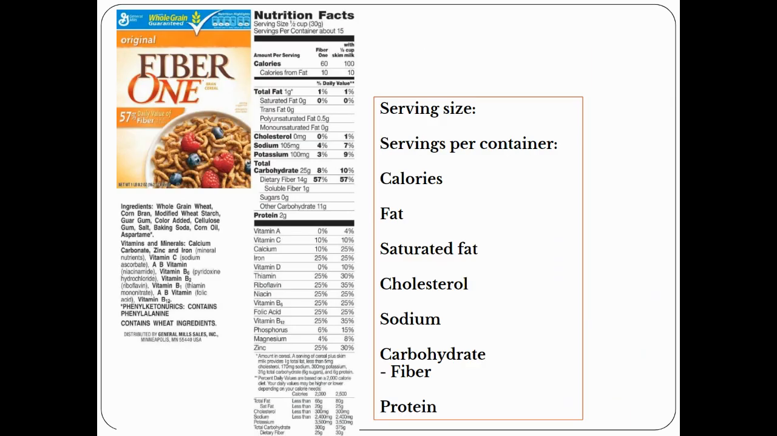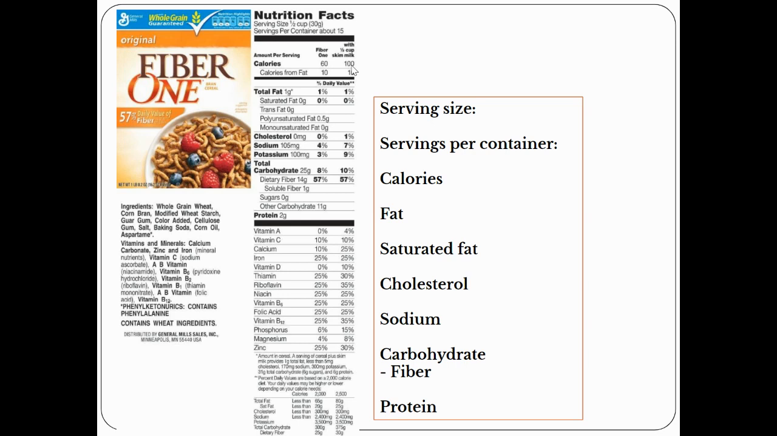All right, so looking at this food label for Fiber One cereal, if I asked you what the serving size is, you could go up here to serving size and see the serving size is 1/2 a cup. I would ask you then how many servings are in the container. So I would go up here, servings per container, about 15. Calories in one serving without milk is 60. Calories in one serving with milk is 100.